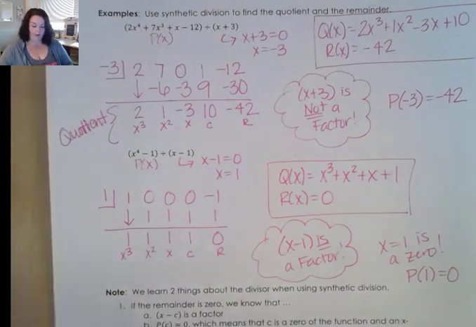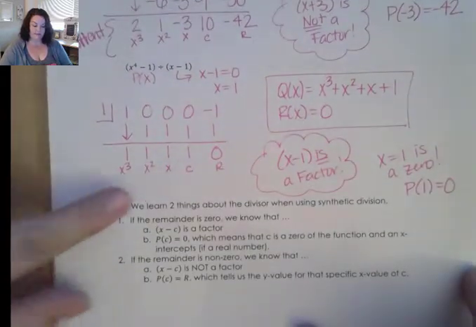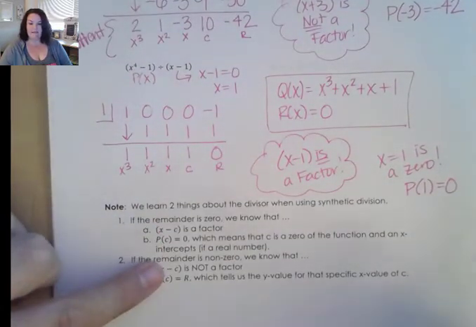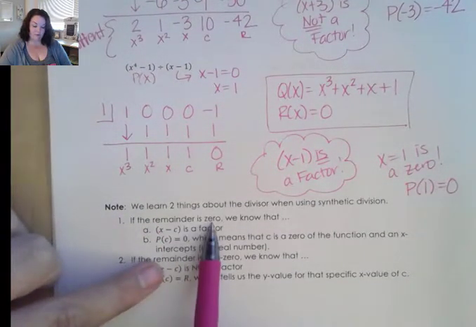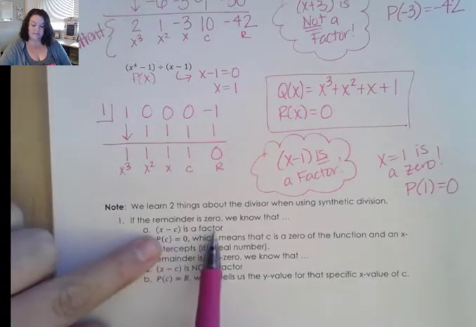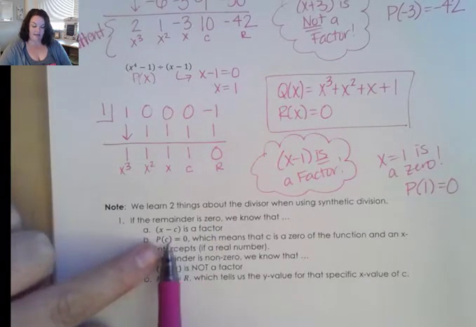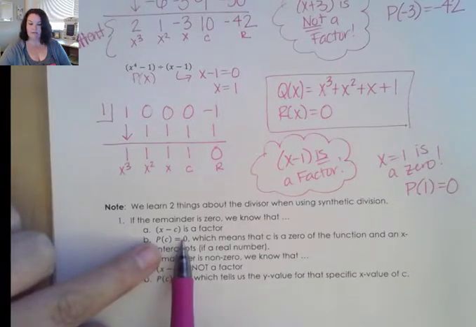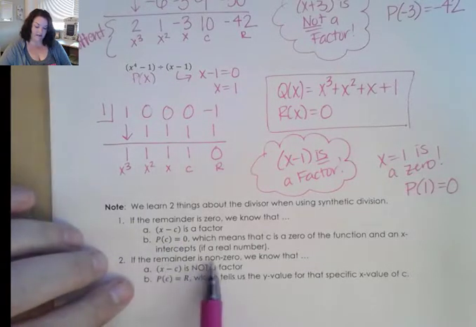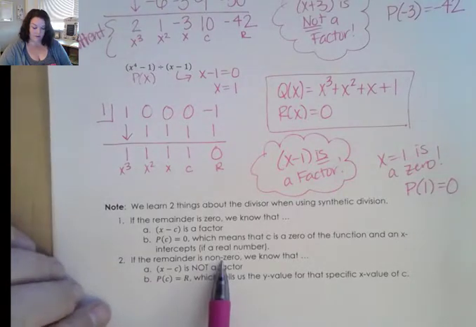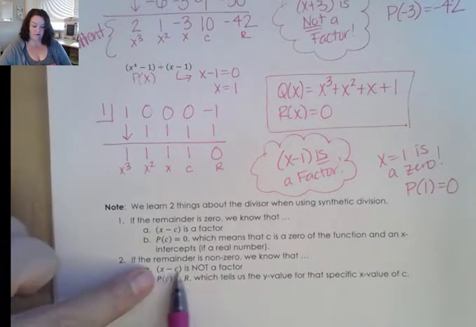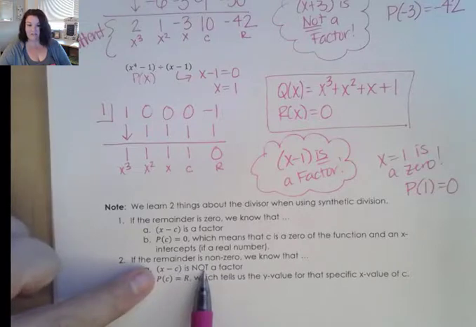Okay? All right, so that is basically what all this stuff is explaining. It's saying that if our remainder is 0, we know that our divisor is a factor, and that the value we used in the little box is a 0. Okay? If our remainder is not 0, then we know that our factor or our original divisor is not a factor.